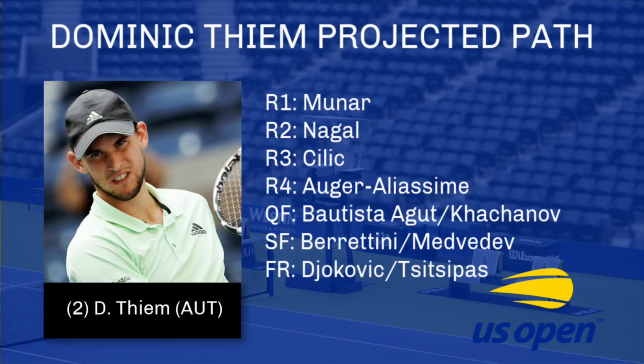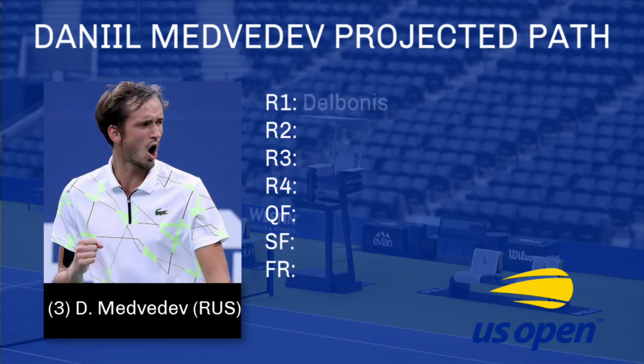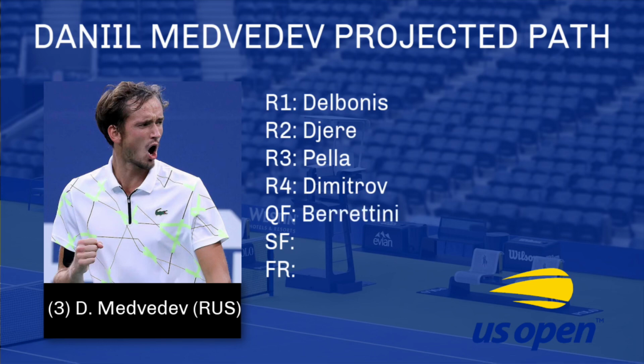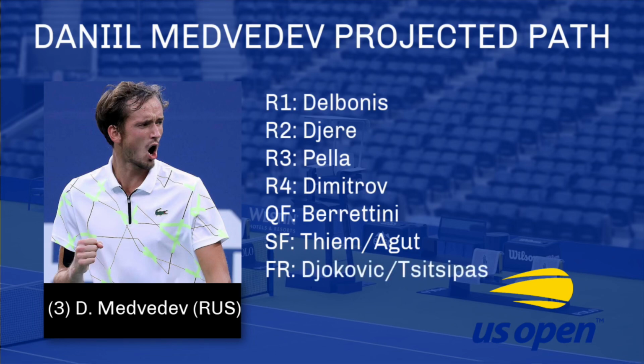Last year's runner-up Daniil Medvedev starts his campaign against Federico Delbonis. Afterwards, he is projected to play 2 great clay courters in Laslo Djere and Guido Pella. In the round of 16, he could play Grigor Dimitrov, then Matteo Berrettini in the quarters. The final four has him facing either Thiem or Agut, and in the finals, Djokovic or Tsitsipas.